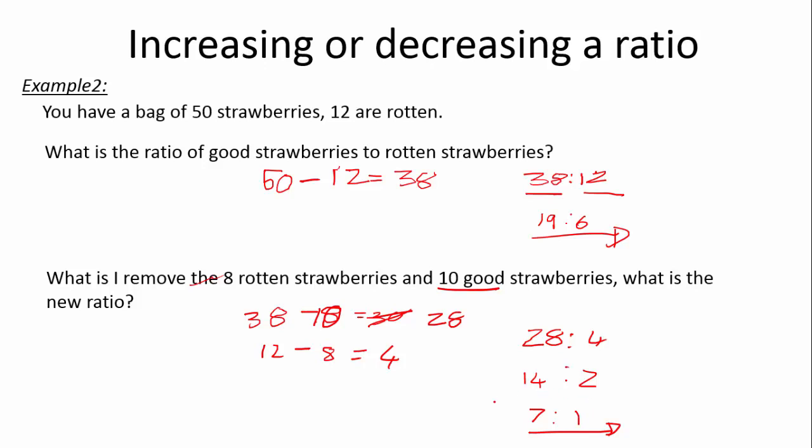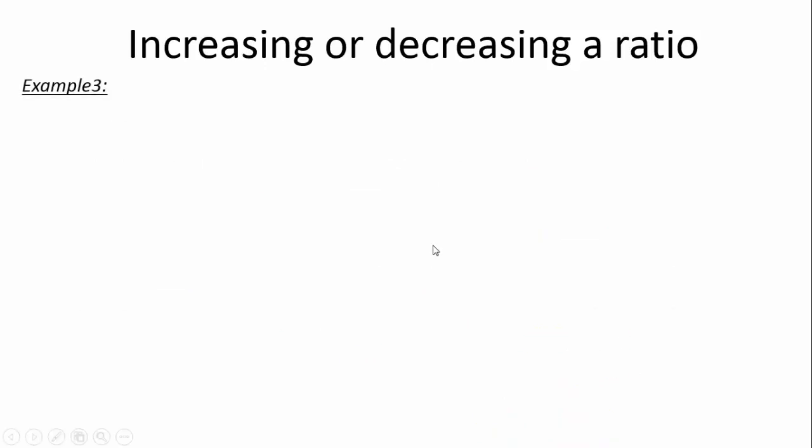So here we have decreased the ratio of rotten strawberries. If we were producing strawberries, we might decide to get rid of 8 rotten strawberries, and by mistake a machine takes away 10 good strawberries. We've now decreased the ratio of rotten strawberries, although we do have fewer strawberries. Okay, let's look at another example.